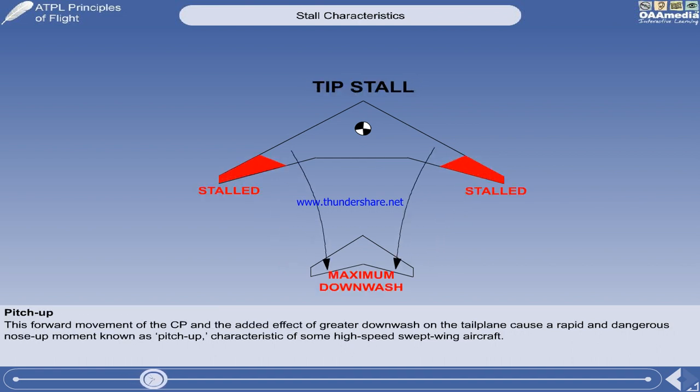As soon as a swept wing begins to stall, both the forward CP movement and the increased downwash at the tailplane cause the nose to rise rapidly, further increasing the angle of attack. This is obviously undesirable and unacceptable behavior at the stall, and can result in a complete loss of control in pitch from which it may be very difficult, if not impossible, to recover. This phenomenon is known as pitch up, and is a very dangerous characteristic of some high-speed swept-wing aircraft.